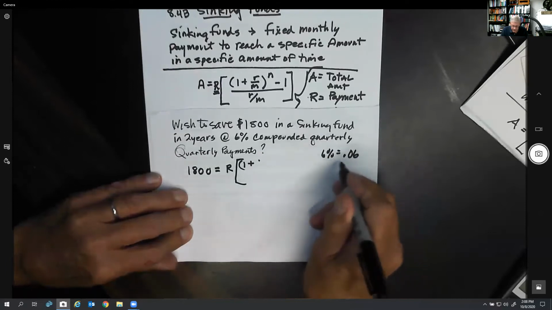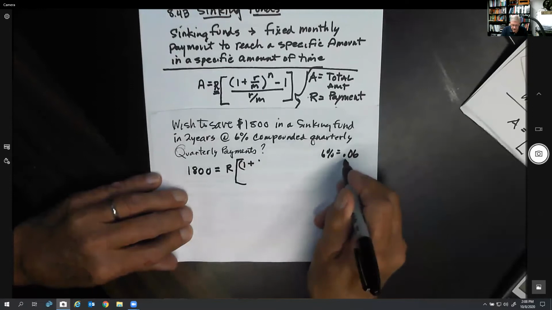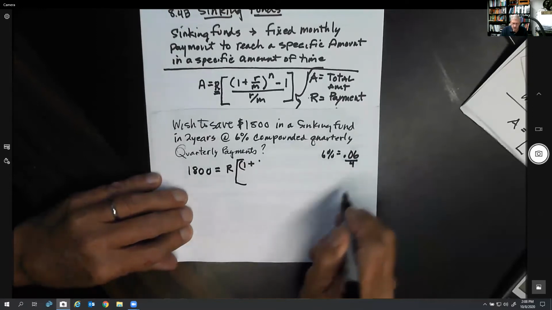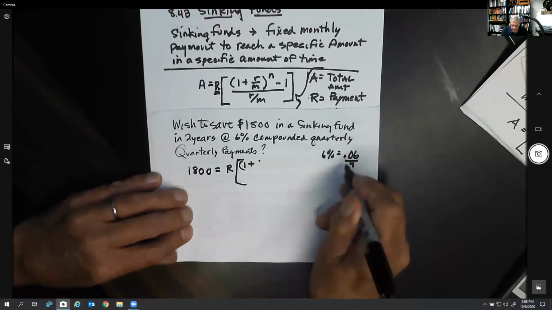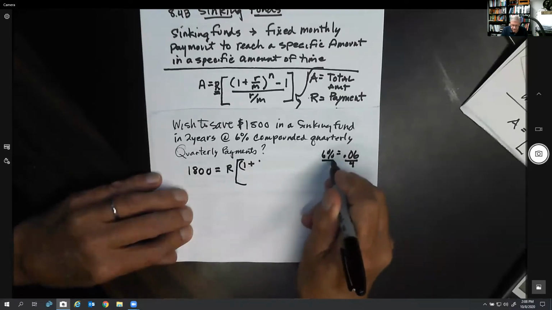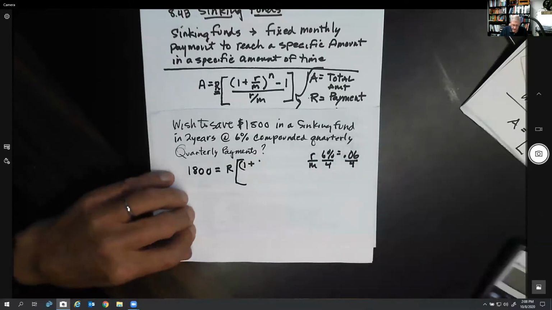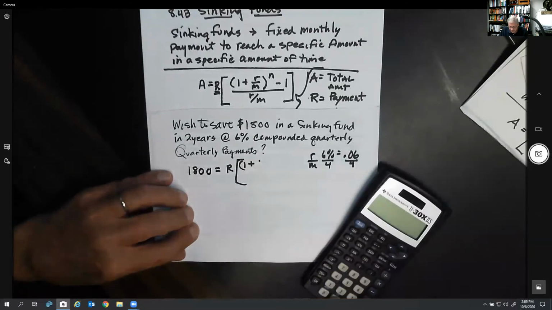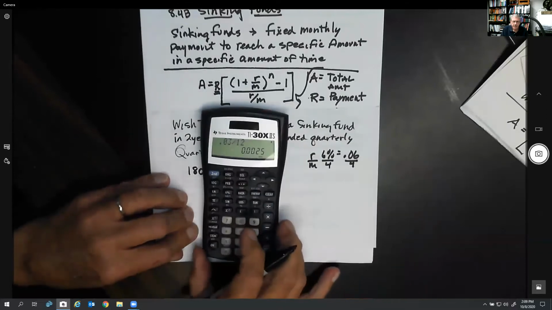I'm not going to write it down yet. And we're going to divide it by the number of times it's compounded, which is 4. So wherever we see an r over m, we want to calculate this out right away, so we don't have to do it while we're doing our calculations. It bogs you down.